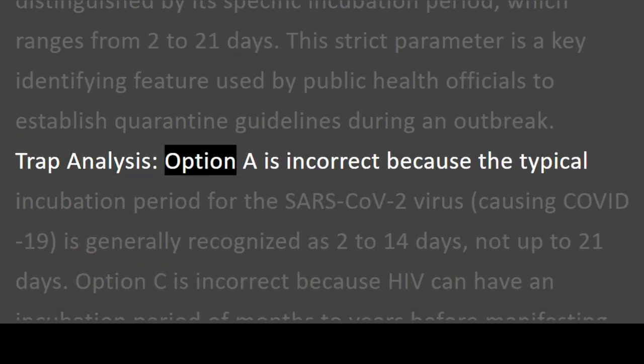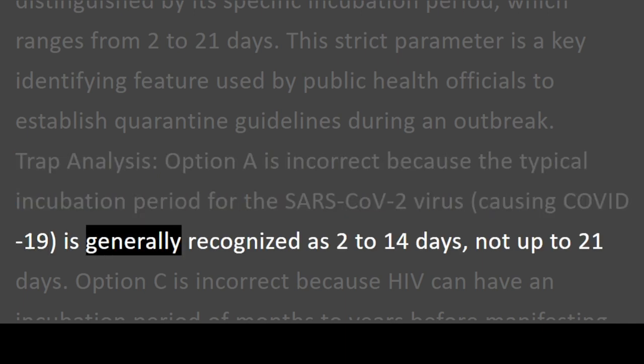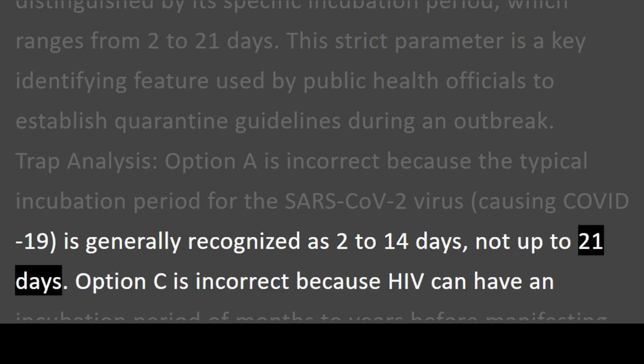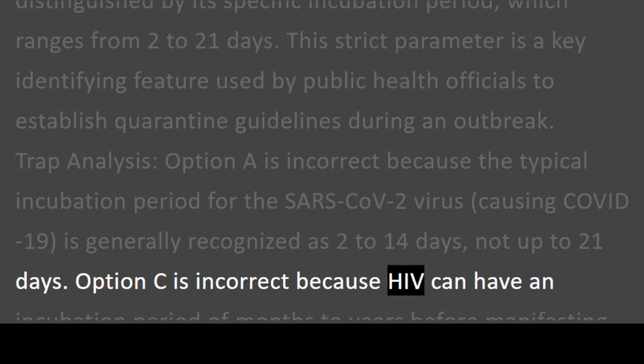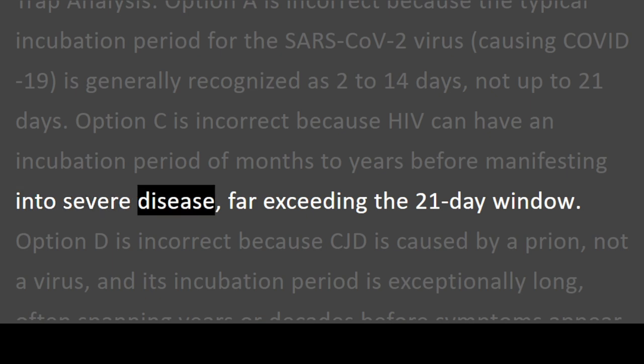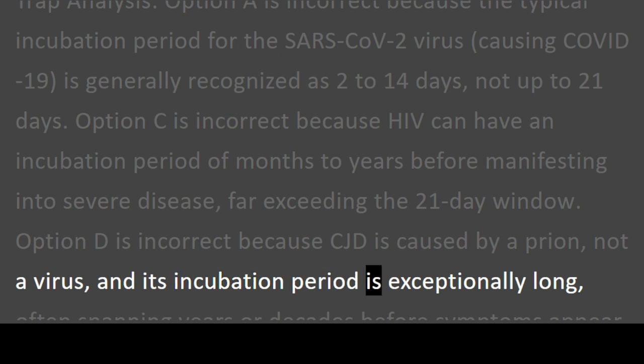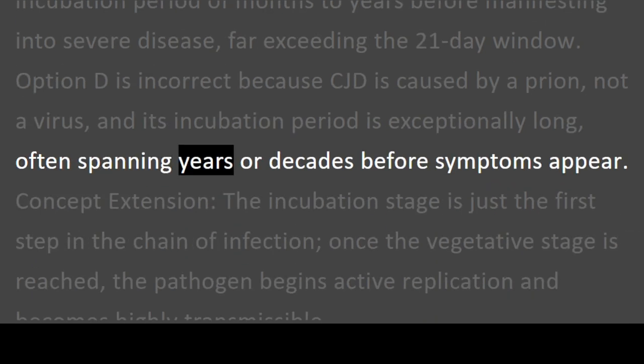Trap analysis: Option A is incorrect because the typical incubation period for the SARS-CoV-2 virus, causing COVID-19, is generally recognized as 2 to 14 days, not up to 21 days. Option C is incorrect because HIV can have an incubation period of months to years before manifesting into severe disease, far exceeding the 21-day window. Option D is incorrect because CJD is caused by a prion, not a virus, and its incubation period is exceptionally long, often spanning years or decades before symptoms appear.